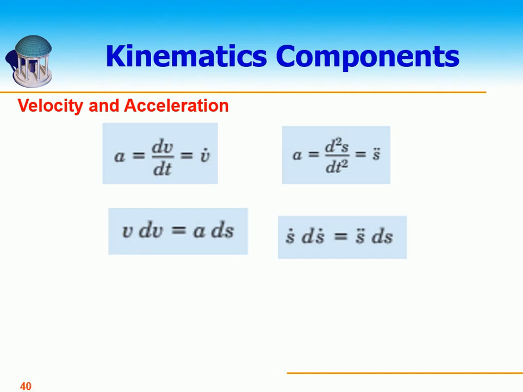You know that, I think in lecture number 4 in the beginning I told you, a is dv by dt, and ds by dt is equal to v. So from the a equation I find a dt, from the v equation I also find a dt, and by comparing these we find the next relationship, v dv is equal to a ds, that I used when I solved the problems of chapter number 2 of rectilinear motion. This can also be written as s dot, v is s dot, s dot d(s dot) is equal to s double dot ds.